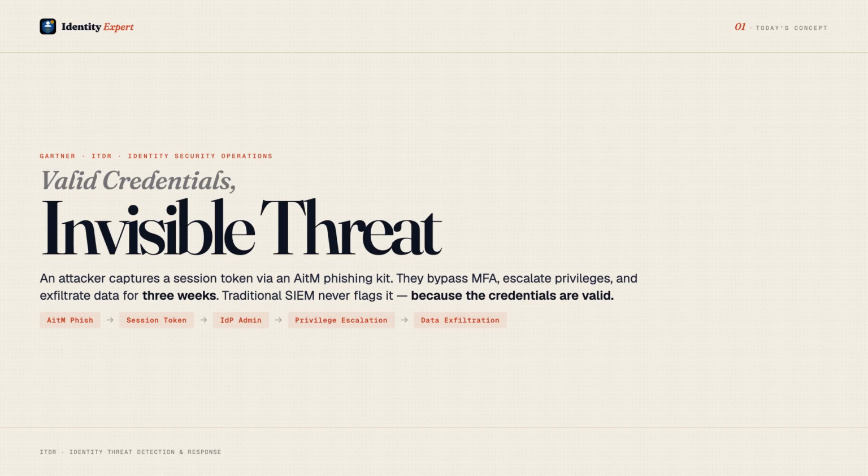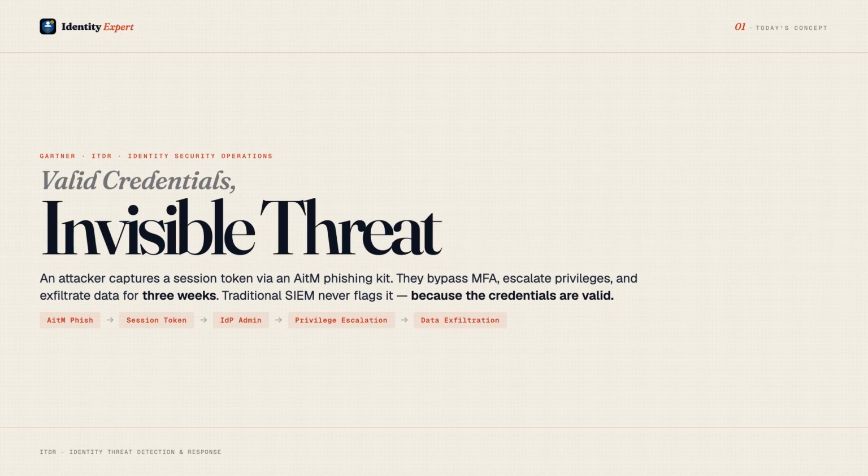The attacker now has a valid session token. No credential was guessed. No MFA was bypassed through brute force. The token is real, issued by the real IDP after a real MFA challenge. The attacker uses this token to access the corporate IDP admin console. They create a new service account with elevated privileges. They register a new OAuth application with broad scopes. They begin systematically accessing internal APIs and exfiltrating customer data.